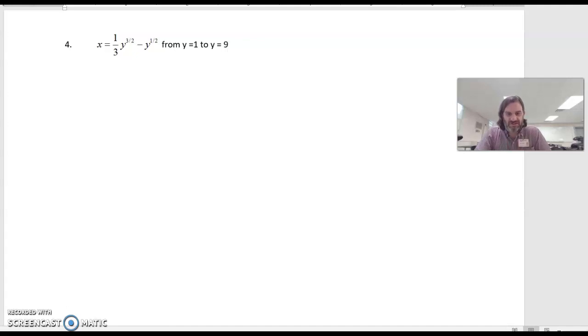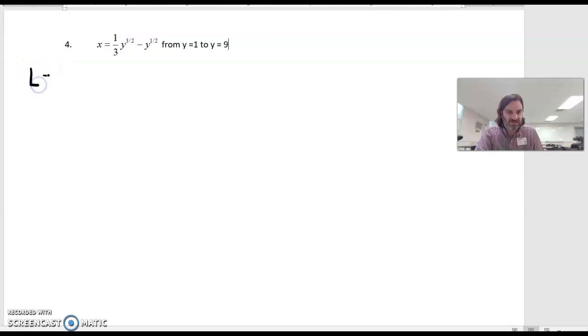Alright, we're going to find the arc length of a curve here. The curve is x equals 1/3 times y to the 3/2 minus y to the 1/2. And we're going to find that from y equals 1 to y equals 9. So the first thing we want to do is make sure we have the right formula.